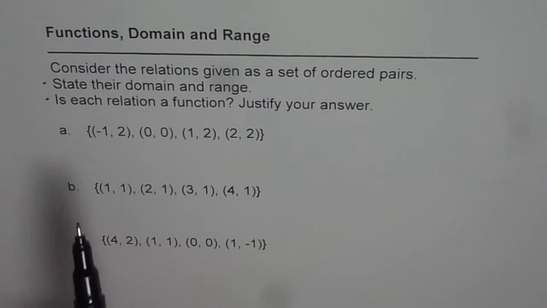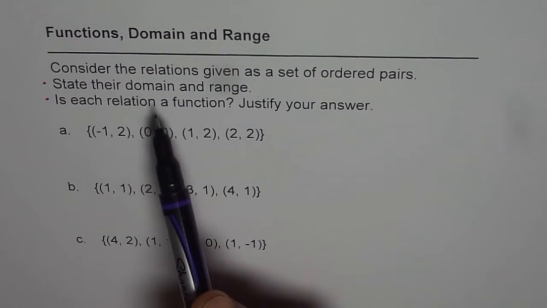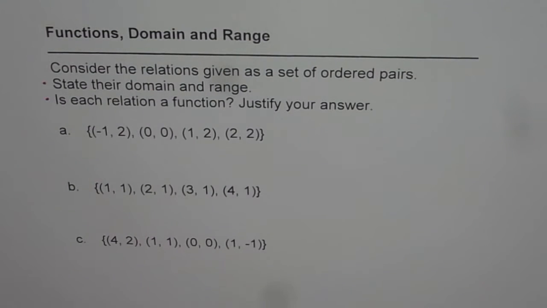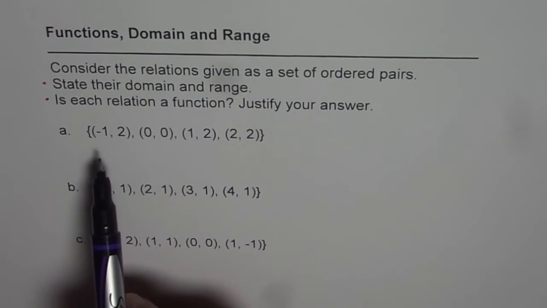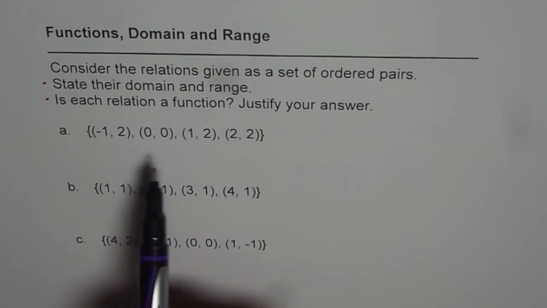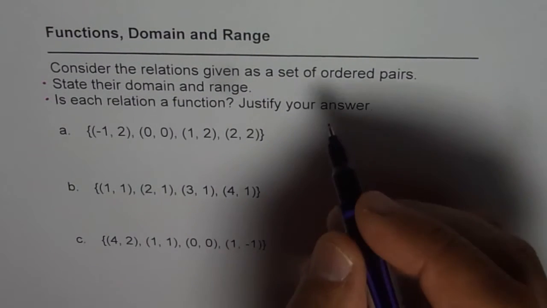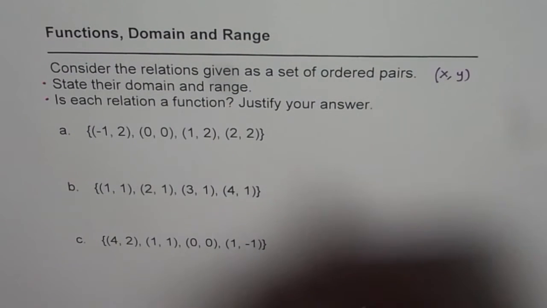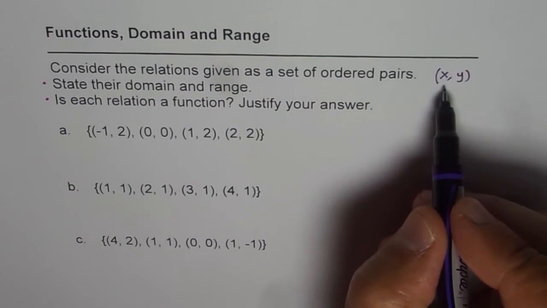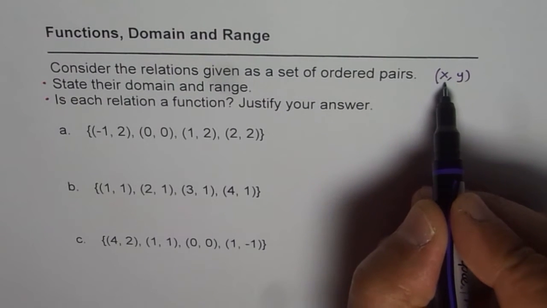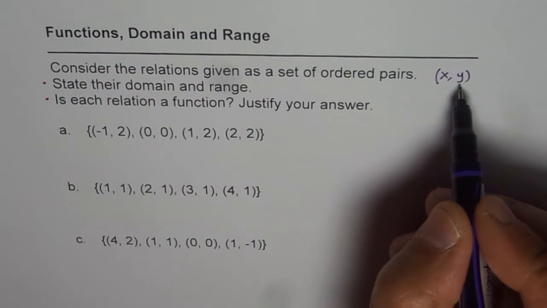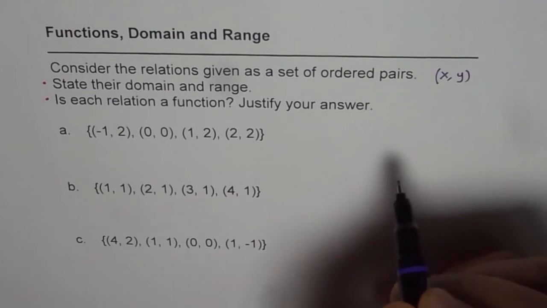Now the question here is, we need to state their domain and range. Is each relation a function? Justify your answer. That is the question. Whenever a relation is given as a set of ordered pairs, in general the ordered pair has x and y coordinates. All the elements in the domain are represented by the x coordinates, and elements of the range, the dependent variable, are given by the y coordinates.